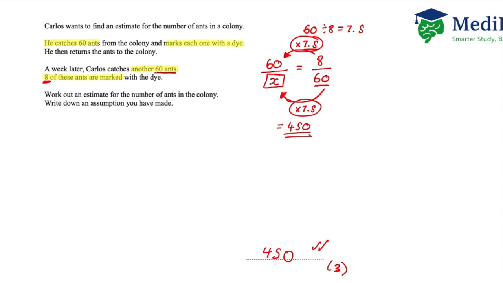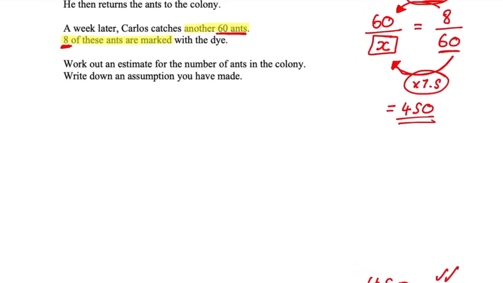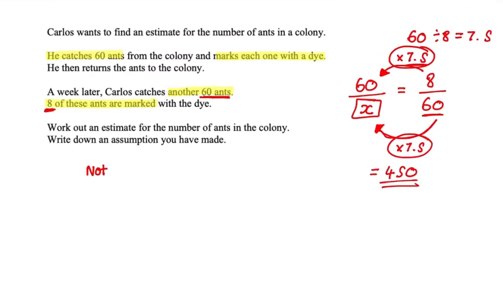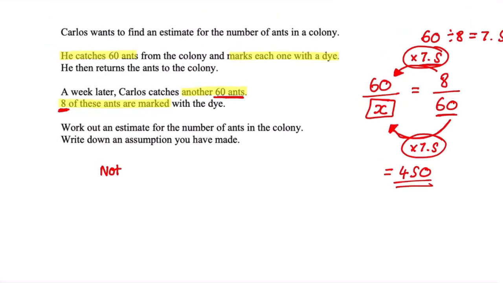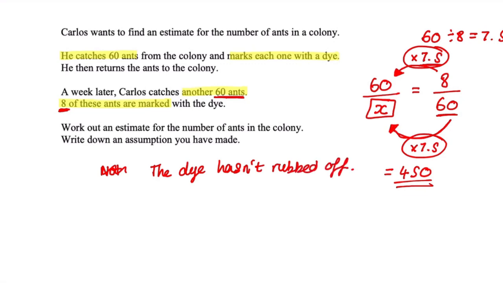So it says write down an assumption that you have made, and it's the same answer every time. As you can see, it's going to be that. So we've marked each one with a die. So we're assuming that the die hasn't rubbed off. Okay, that's what our assumption is.